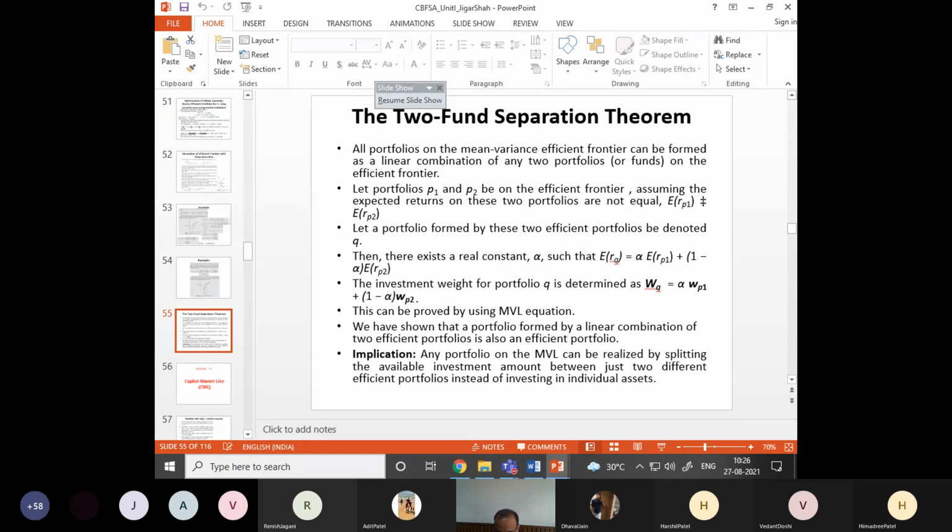Any portfolio on MVL can be realized by splitting the available investment amount between just two different efficient portfolios instead of investing in individual assets. So if I have a single portfolio and I want to divert it, provided it is on the MVL, it can be realized by splitting the available investment amount between just two different efficient portfolios. If I know the equation of this MVL, I can do this manipulation and frame the other efficient portfolio. We need to know only the equation of MVL.